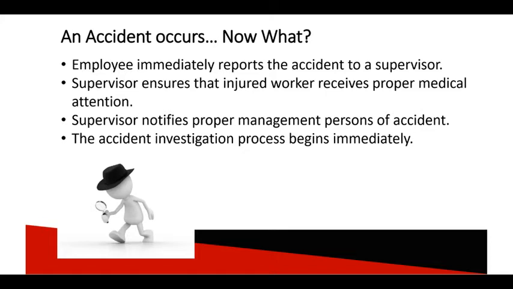So an accident occurs. Now what? The employee should immediately report the accident to a shift supervisor. That supervisor will first and foremost ensure that the injured worker receives proper medical attention. The supervisor will then notify proper management personnel that an accident has occurred, and the accident investigation process will begin immediately. The longer that we wait to begin the investigation process, the less likely it is that we find accurate information and find out what really occurred.